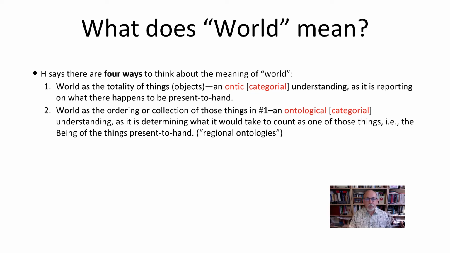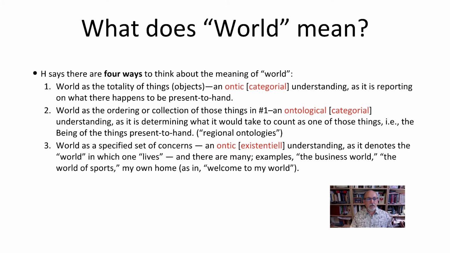Or the animal world, what does it take to be the kind of thing that counts as an animal as opposed to a plant or a mineral or something like that? So this is the ontological structuring of the kinds of things we would find in the world in the sense one of a big bucket of objects of various kinds.